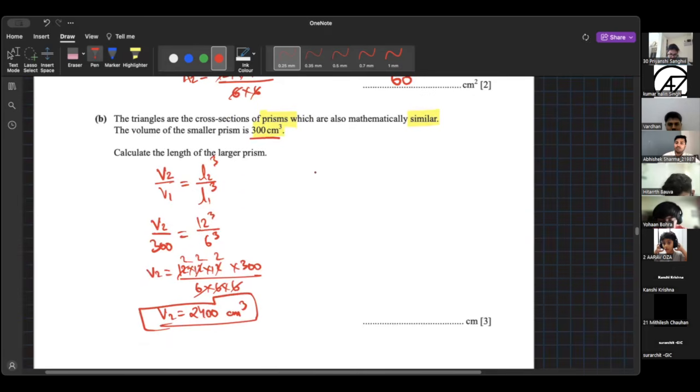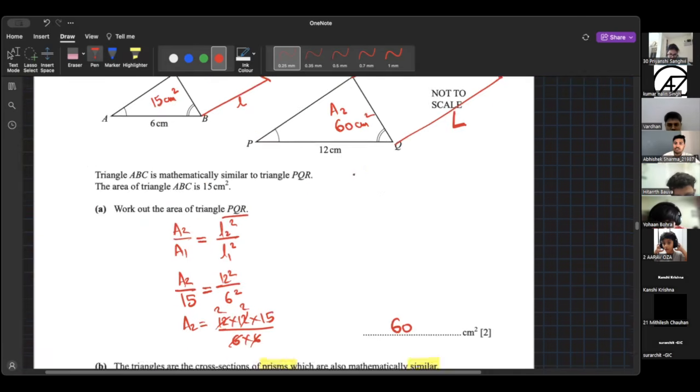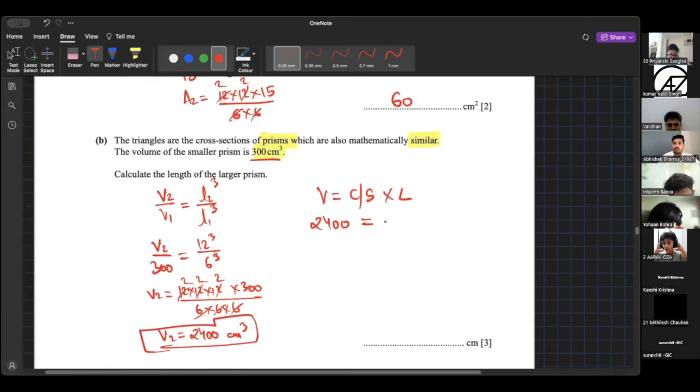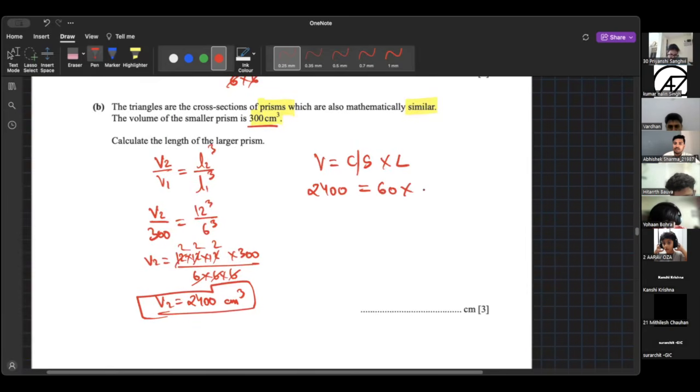We know the formula, volume is actually cross-sectional area multiplied by the length. So volume is 2400 for the other one. Cross-sectional area is 60 centimeters square. So 60 multiplied by L. L is going to be 2400 divided by 60. 0 cancel. 6 1s are 6. 6 4s are 24 with one additional 0. 40 centimeters is the answer.